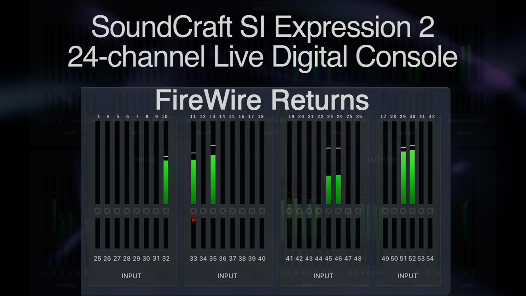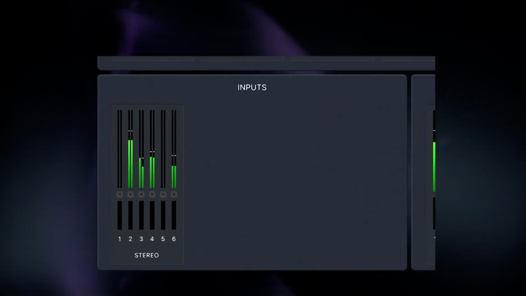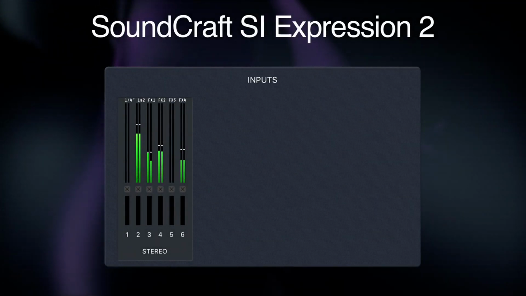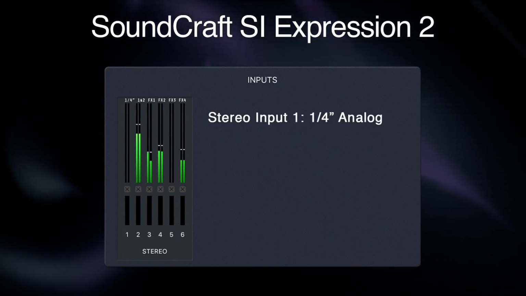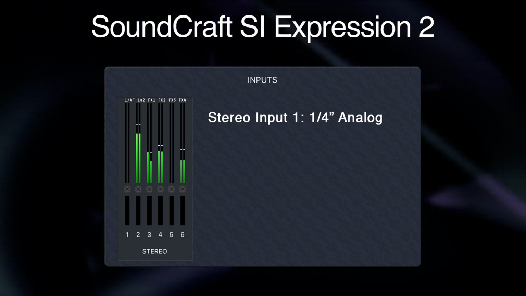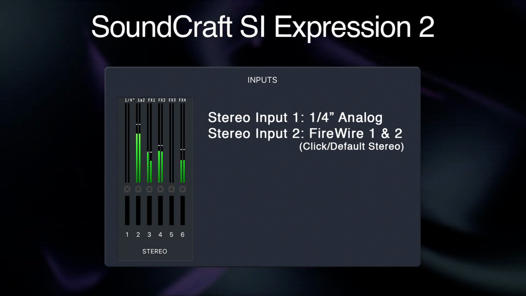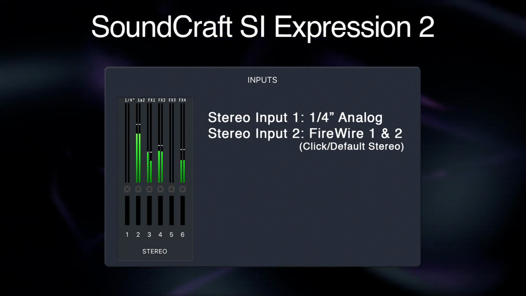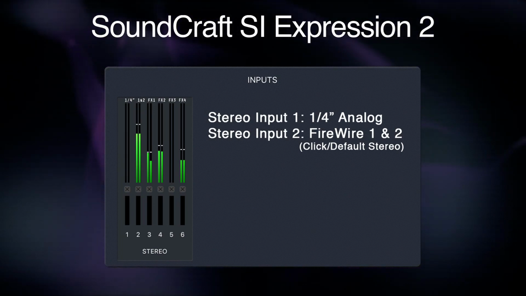But we're not done yet with our inputs. Let's take a closer look at our stereo inputs, which come from 3 different sources. The first stereo input is the 1/4-inch analog built in on the console. The second stereo input is FireWire bus channels 1 and 2. This is the default stereo channel coming from the DAW software, which also carries our click track.